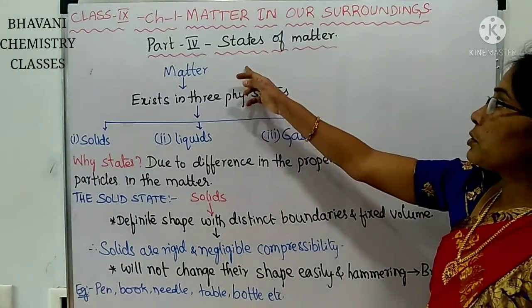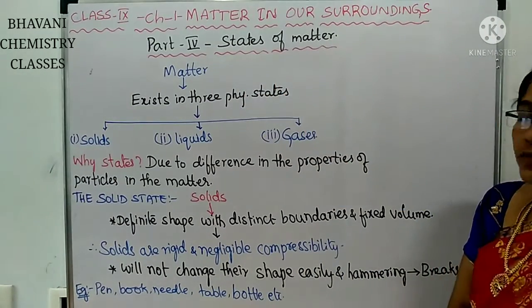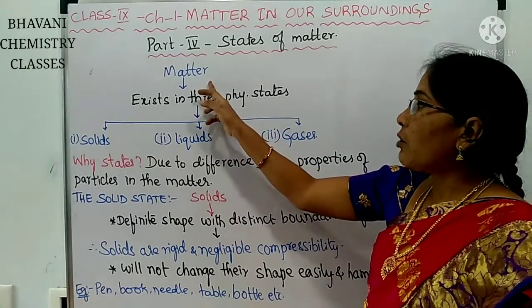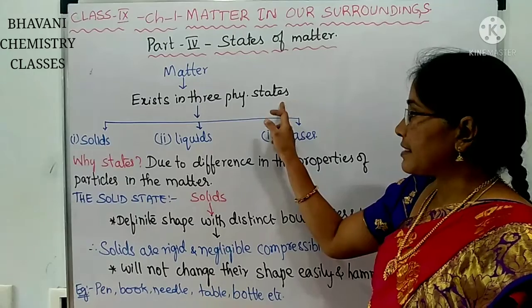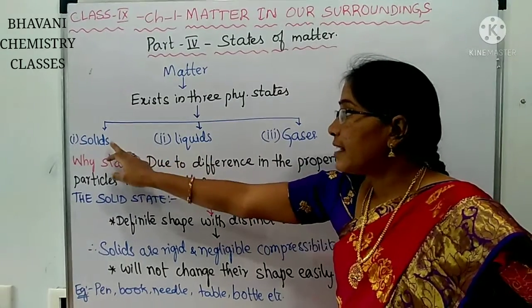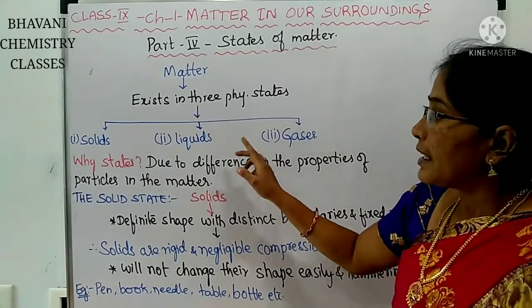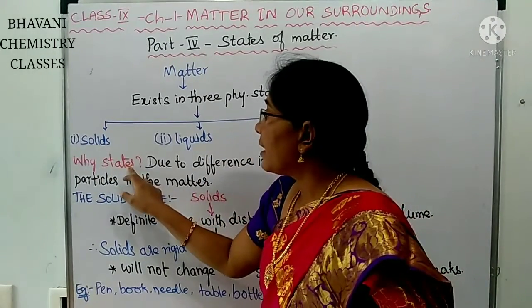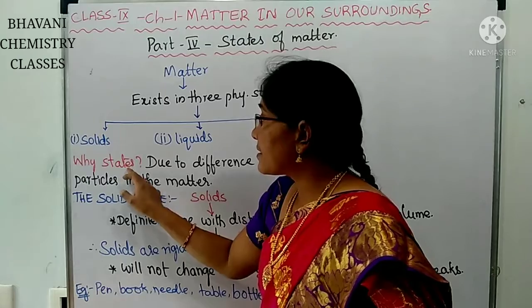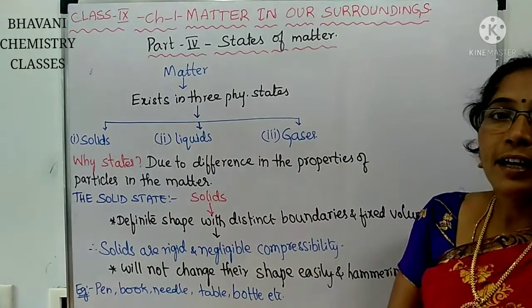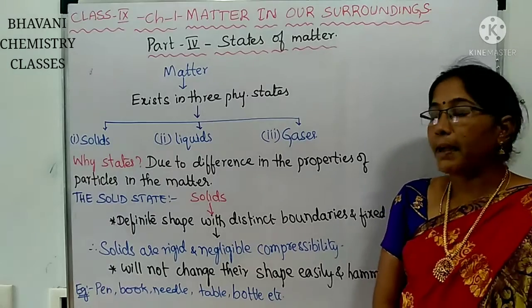That is part 4. Today we are going to learn the states of matter. Matter in our surroundings exists in 3 physical states. What are the states? Number 1 solids, number 2 liquids, number 3 gases. Now let you know the reason why matter exists in 3 physical states. That is due to the difference in the properties of the particles in the matter.